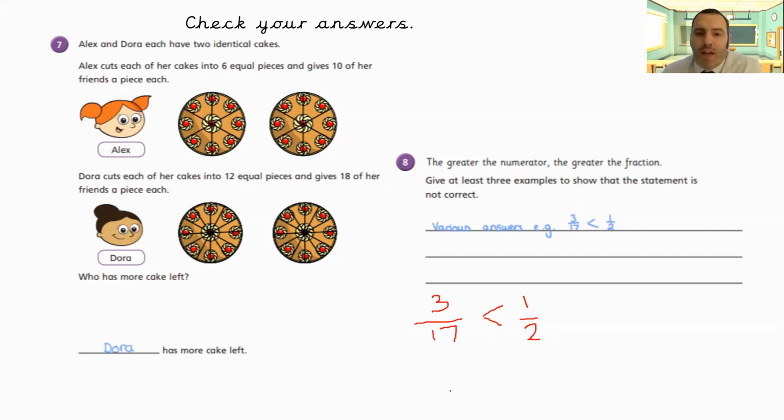We could make this 10 times bigger, and we could have 30 over 170. It's still the same. It's still not more than halfway over. So we still have a much smaller numerator, but the fraction is still greater.